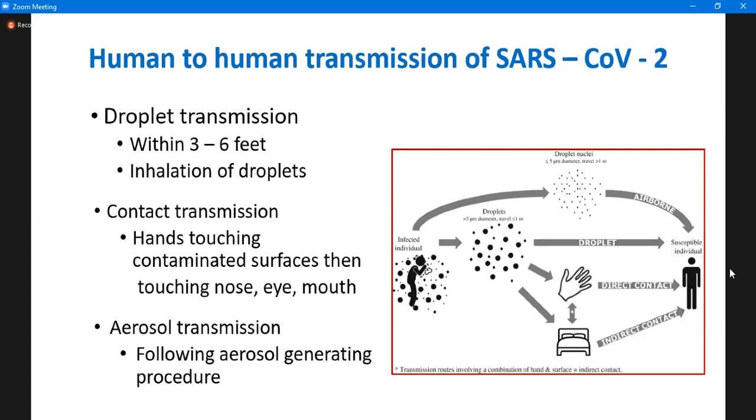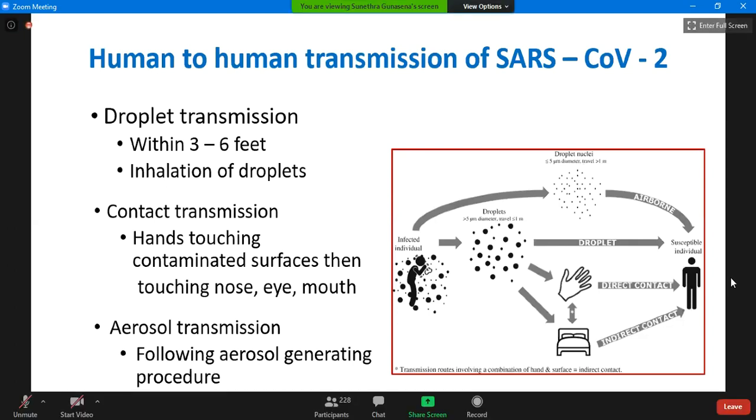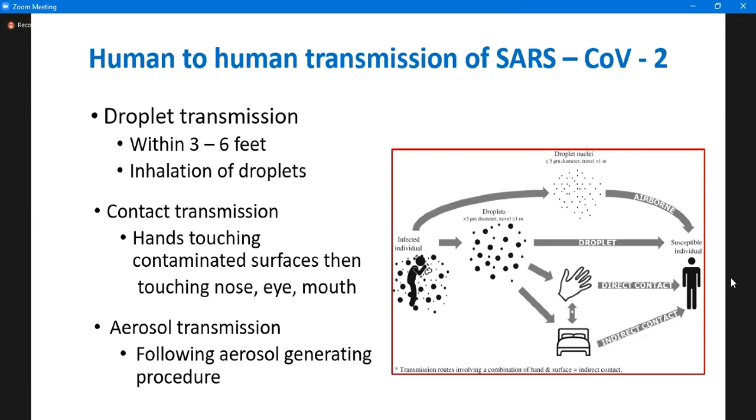In addition to these 2 modes of transmission, that is droplet transmission and contact transmission, aerosol transmission is also important. However, aerosol transmission is restricted to aerosol-generating procedures in healthcare settings, like bronchoscopy, inserting an endotracheal tube, like that.